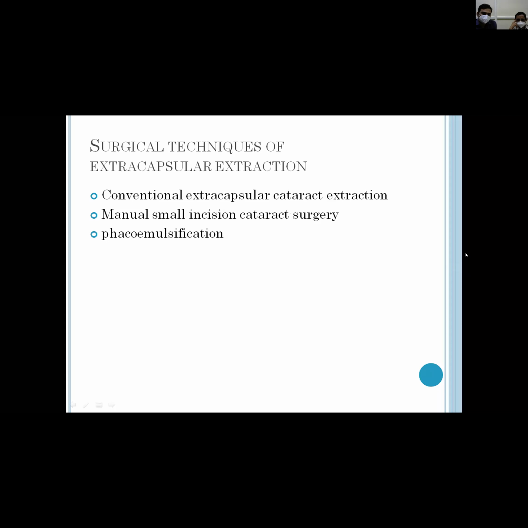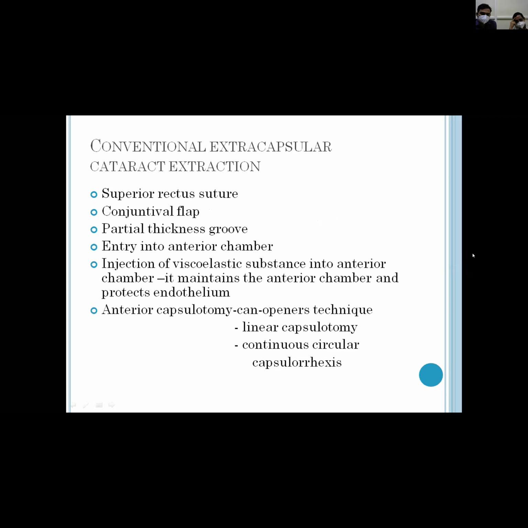Surgical techniques for extracapsular extraction. It is of three types: conventional extracapsular cataract extraction, manual small incision cataract surgery, and phacoemulsification. Conventional extracapsular cataract extraction. Surgical steps are superior rectus suture to fix the downward gaze of the eye, conjunctival flap, partial thickness groove, entry into the anterior chamber, injection of viscoelastic substance into the anterior chamber. It maintains the anterior chamber and protects the endothelium.